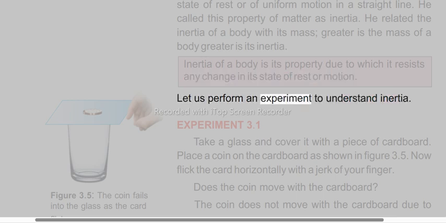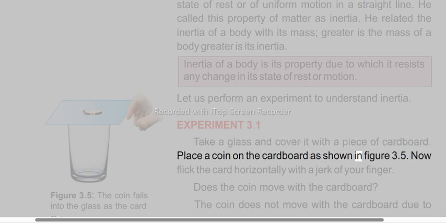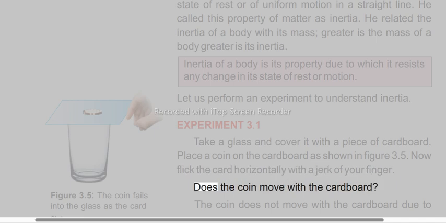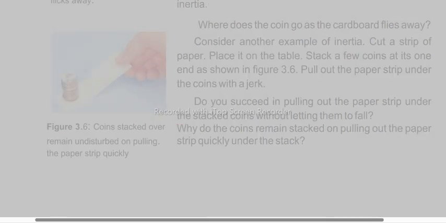Let us perform an experiment to understand inertia. Experiment 3.1. Take a glass and cover it with a piece of cardboard. Place a coin on the cardboard as shown in figure 3.5. Now flick the card horizontally with a jerk of your finger. Does the coin move with the cardboard? The coin does not move with the cardboard due to inertia. Where does the coin go as the cardboard flies away?